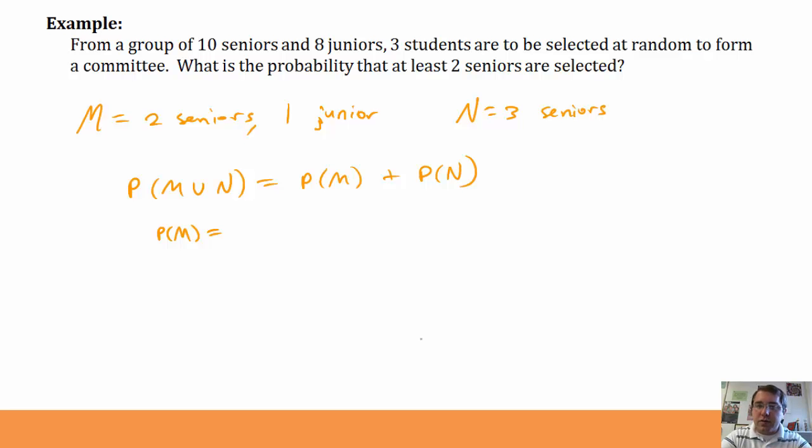Well, the probability of M, probability of 2 seniors and 1 junior, is the number of ways that I can get 2 seniors, which is the combination of 10 things chosen 2 at a time, times the number of ways to get 1 junior, which is the combination of 8 things taken 1 at a time, divided by the total number of possible outcomes. So that is the combination of 10 plus 8, which is 18, taken 3 at a time.